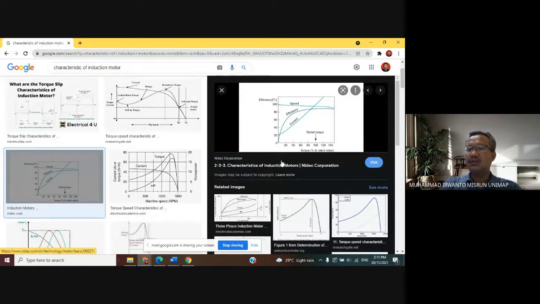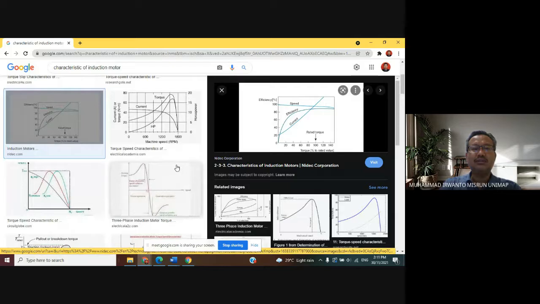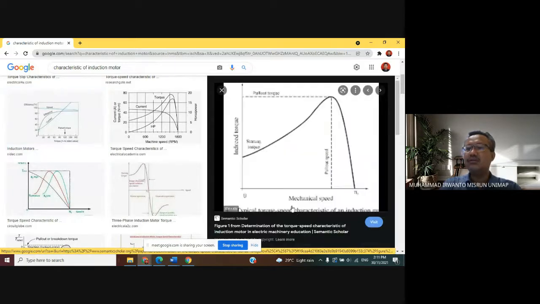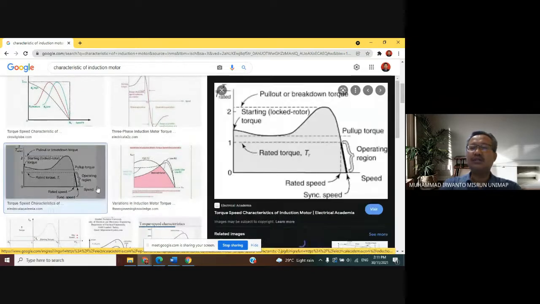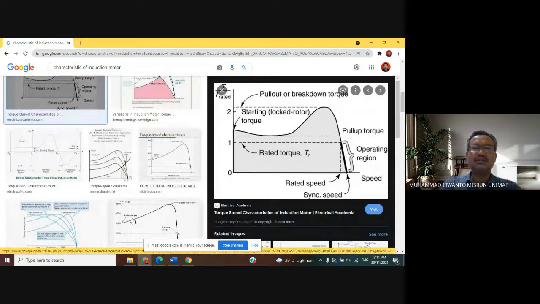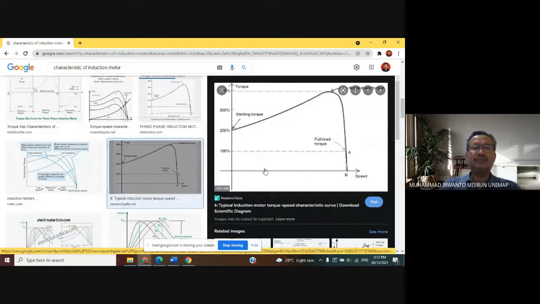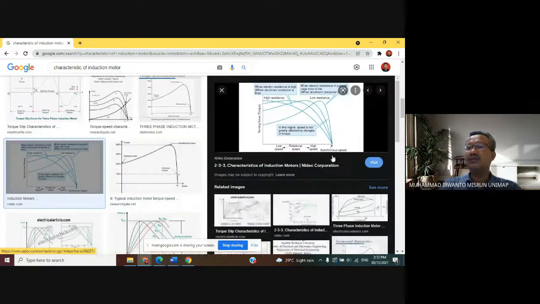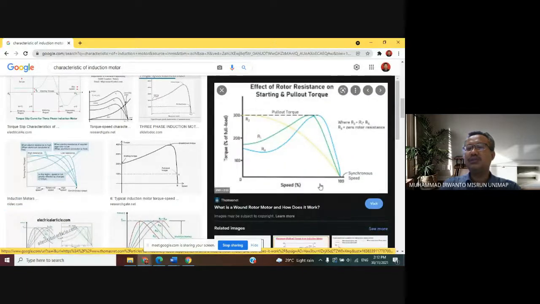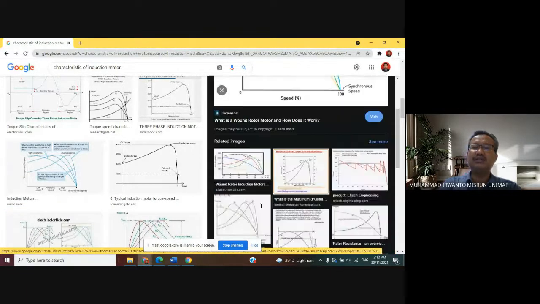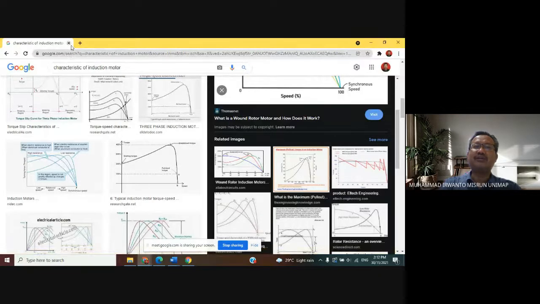And the others, what is mechanical speed? This one is speed. It is also speed. This one is speed also. It means a lot of the characteristics of the induction motor can be represented here, if you want to draw a graph.